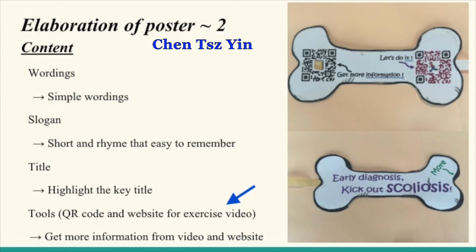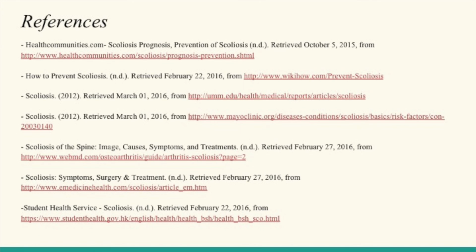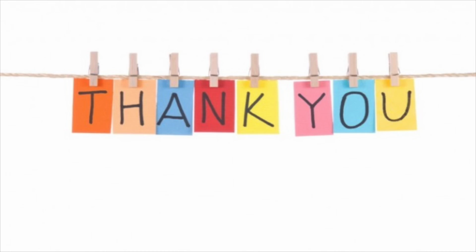Besides, there is a printable version for the students to print out. When the primary 3 or primary 4 students notice it, they can tell their parents to help them scan the QR code for more information. And that's the end of the presentation. And now we put the demonstration of the QR code scanning.